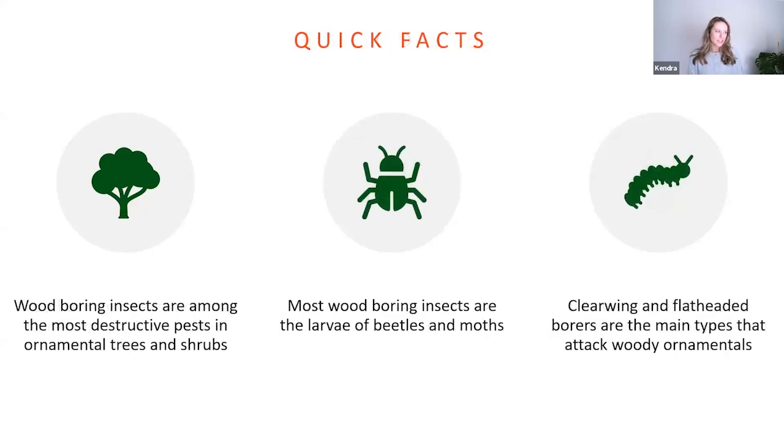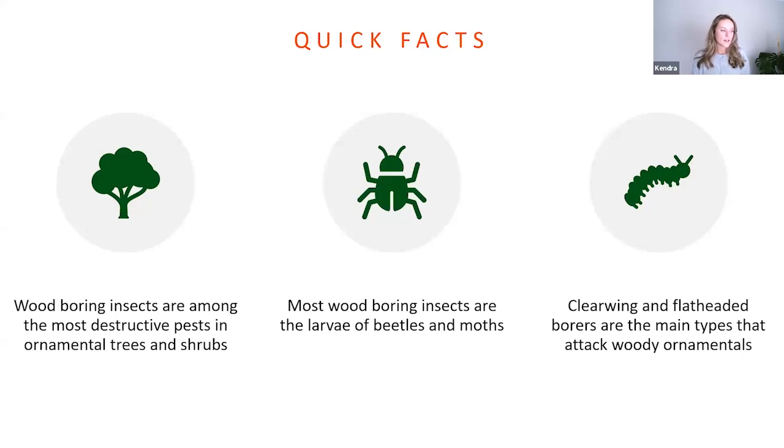A couple of quick facts. Wood-boring insects are amongst the most destructive pests in ornamental trees and shrubs. And this is something we hear a lot about: emerald ash borer, Asian longhorn beetle, any type of jewel beetle. These types of wood-boring insects can be incredibly disruptive, especially to ornamental trees and shrubs. They feed within the xylem of the tree or of the plant and can actually completely disrupt that nutrient translocation system, and can cause further decline and sometimes even death in some of these plants.